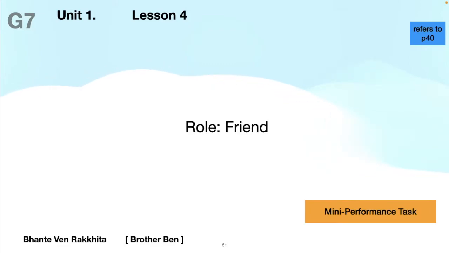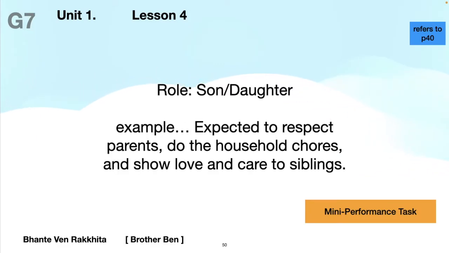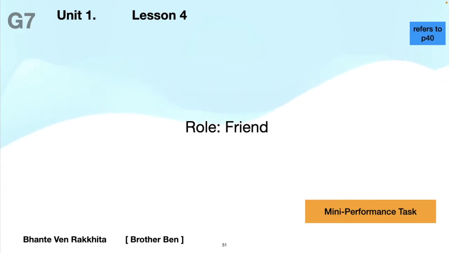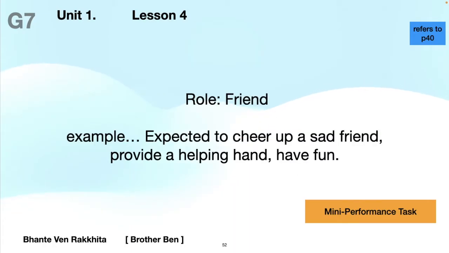A friend. Those are just also some examples. You need to do your own additional ones as well as those. I just want to make that clear. A friend has many various roles. Which ones can you think of? So you can hit pause and do your own. I'd like to give some examples. A friend is expected to cheer up a sad friend. A friend is expected to provide a helping hand, and a friend is expected to have fun together with their friend.